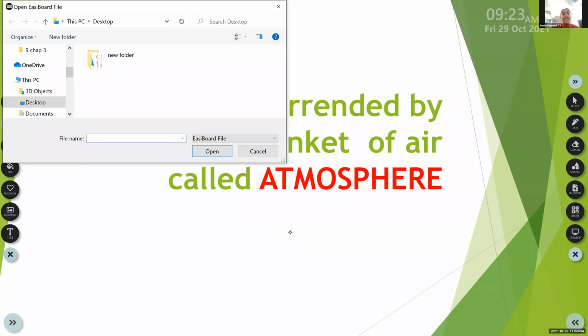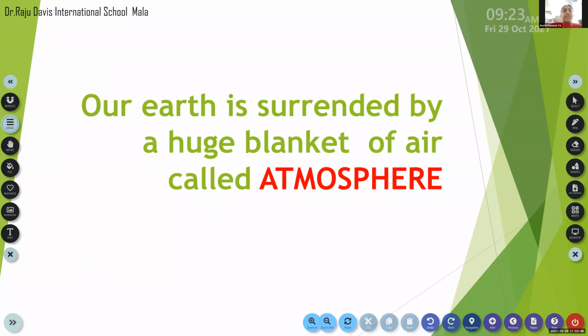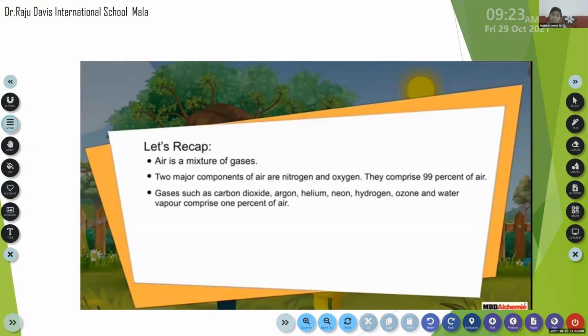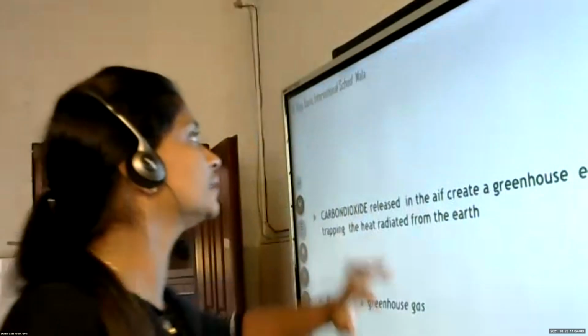Children? Humans are cutting trees. Yes, smoke is coming out from the factories and also from the vehicles. Ma'am, and also when we burn plastic waste. Yes, when we burn coal, fuel, or plastics, all this will increase the level of carbon dioxide in the air, isn't it?